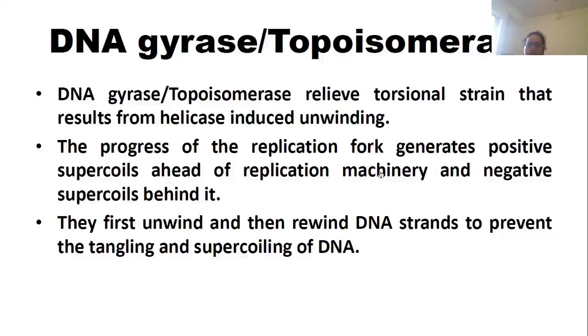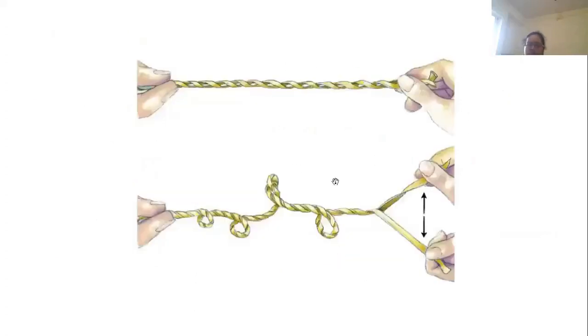We know that the helicase enzyme unwinds the DNA. In that unzipping or unwinding, stress will be produced ahead of the unwinding region, and that stress will be removed with the help of the gyrase enzyme. As we have seen, there are two replication forks moving in opposite directions. They will generate positive supercoils ahead of the replication machinery and negative supercoils behind it. So they first unwind and then rewind the DNA strand to prevent tangling and supercoiling of the DNA.